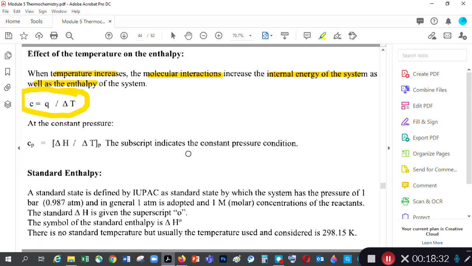So this means specific heat at constant pressure. So the standard enthalpy, in our definition, we have standard enthalpy when we are dealing with 1 atm and 1 molar of the system. So it says in IUPAC it is 1 bar, which is 0.987 atm, but in general we use a standard enthalpy recorded in the literature as at 1 atm and 1 molar concentration of the reactants. And the standard enthalpy is given the naught sign on the top of it. So it means this is a standard.